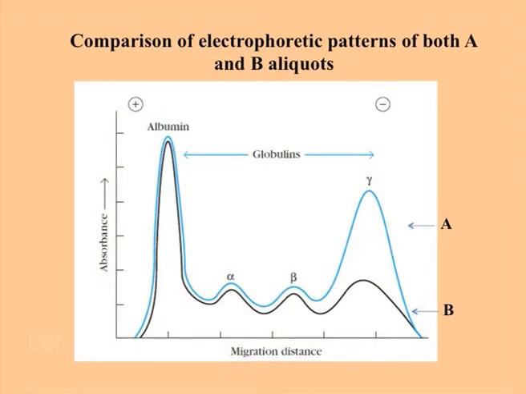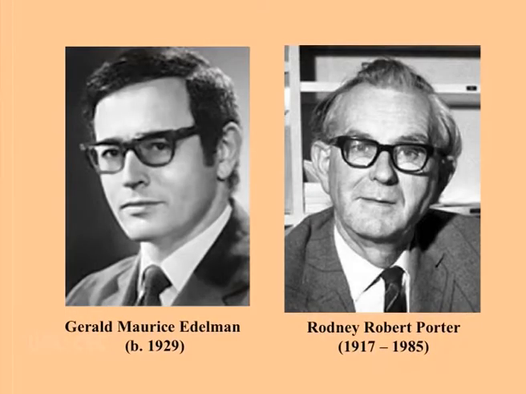When they compared the two electrophoretic profiles, they saw that there are 4 peaks in the A aliquot, whereas in the B aliquot, which had been reacted with the antigen, 3 peaks are present. That means in the B aliquot they observed a drop in gamma globulin. So they concluded that the gamma globulin fraction contains a molecule which is directed against the antigen, and they named it antibody or immunoglobulin. Later, Gerald Edelman and Rodney Robert Porter discovered the structure of the immunoglobulin molecule.